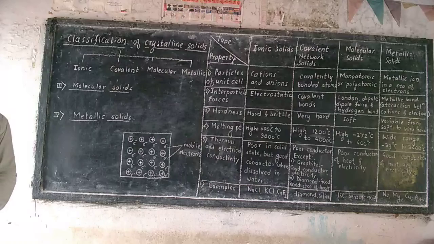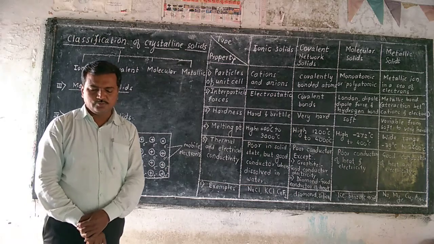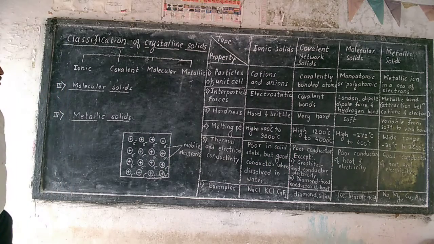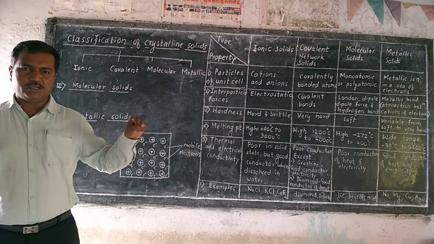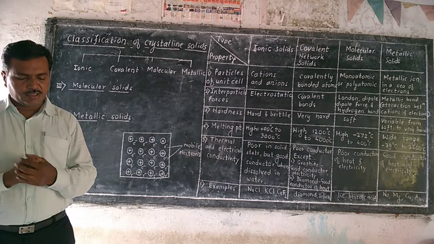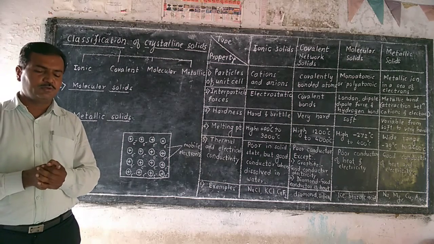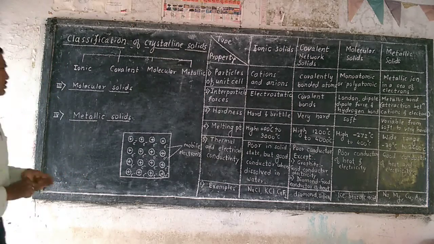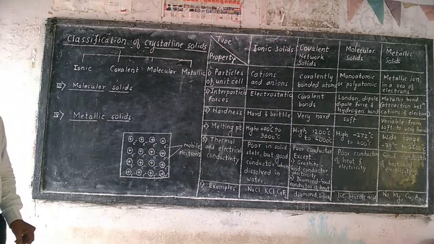So some characteristics of these metallic solids: metals are malleable, they can be hammered into sheets. Then metals are ductile, they can be drawn into wire. Then we know that metals are good conductors of heat and electricity. Some examples are sodium, magnesium, copper, gold. So these were metallic solids. Here is the diagram. Electrons are free to move, they are delocalized.